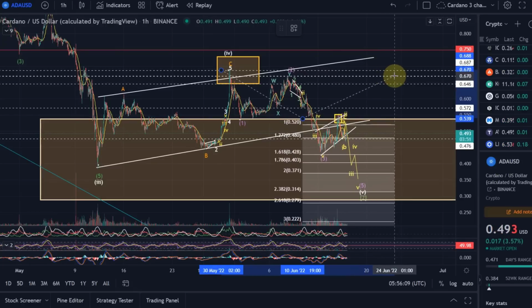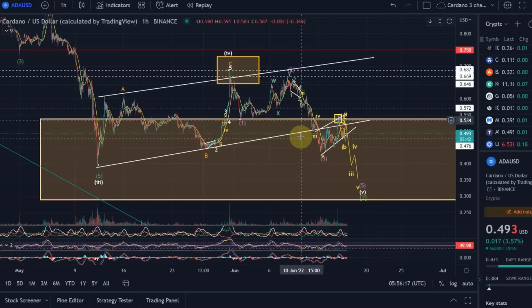We didn't quite get there. I think 43 cents was the target. We came to 44.5, or 43.5. That is close enough for me. We came down in a wave 3, and we're moving up again in a wave 4.